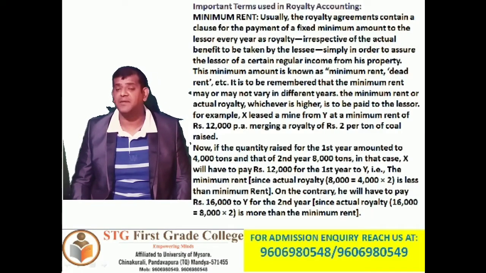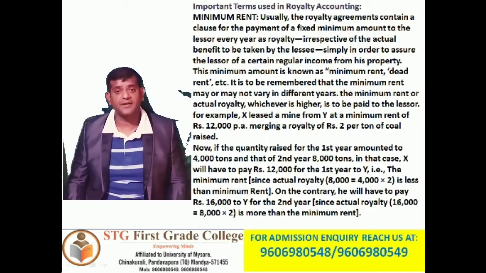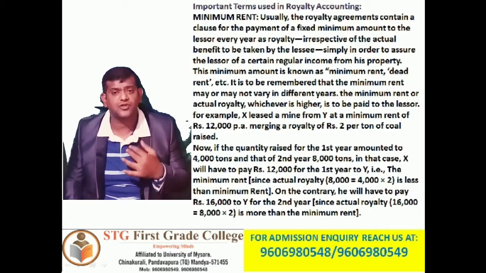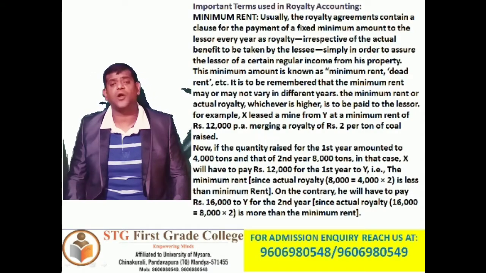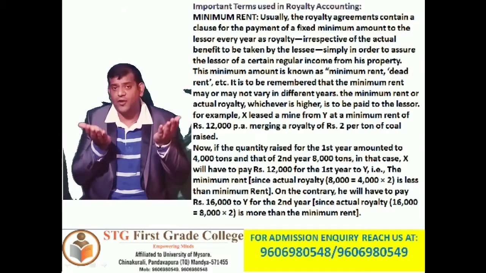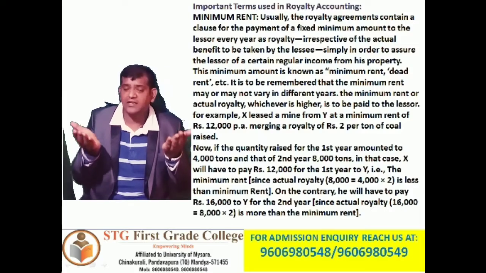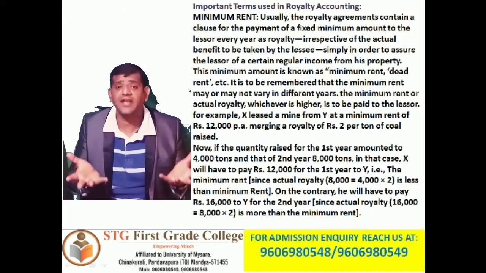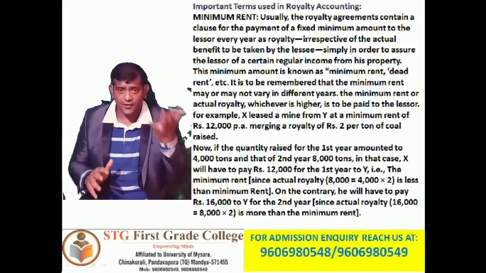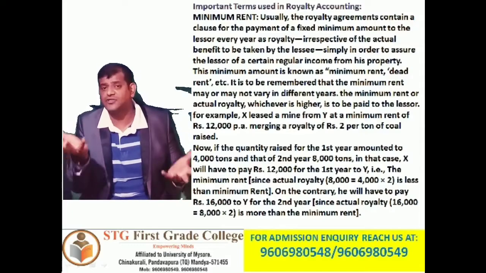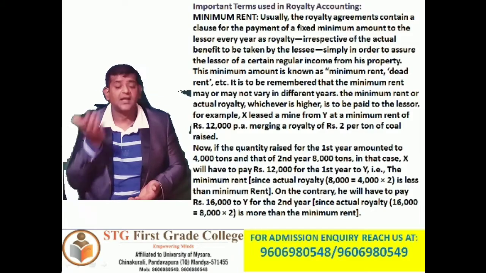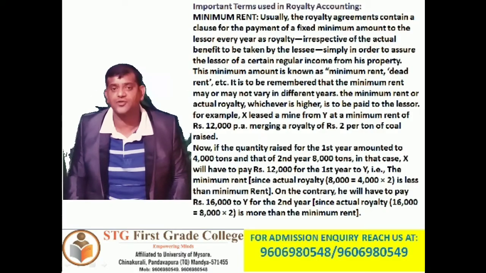That is the minimum rent, because they have agreed a minimum rent and their production is very less. 4,000 tons, 4,000 into 2, 8,000 rupees. But under the clause, there is a minimum rent of rupees 12,000. So as per the law, we go with the minimum rent or the royalty, whichever is higher. So 4,000 into 2, 8,000 rupees is the royalty. Minimum rent is 12,000. Which one is higher now? 12,000 is higher, 12,000 is more. Clear? So that 12,000 rupees has to be paid.